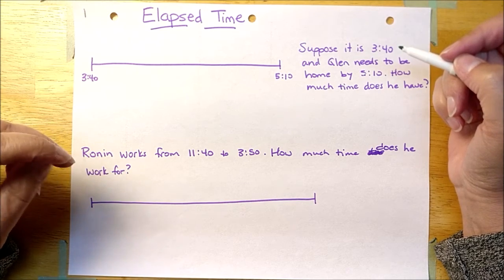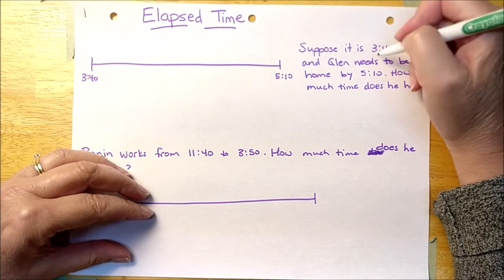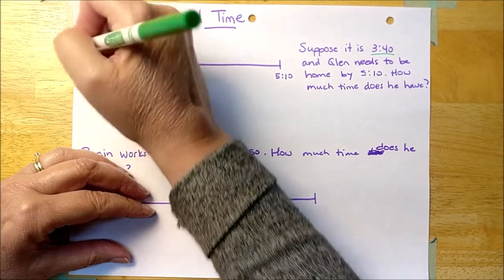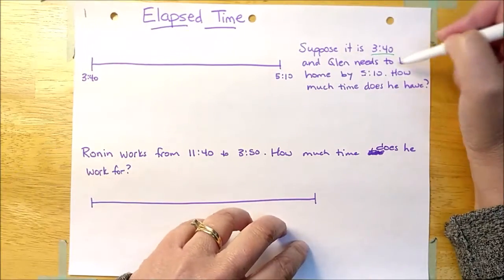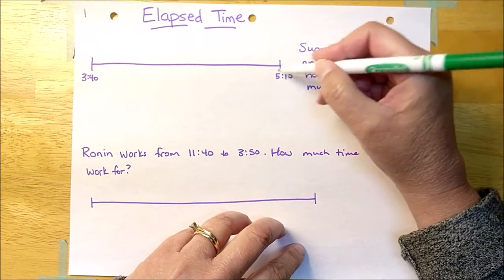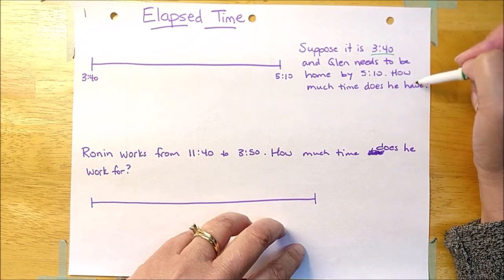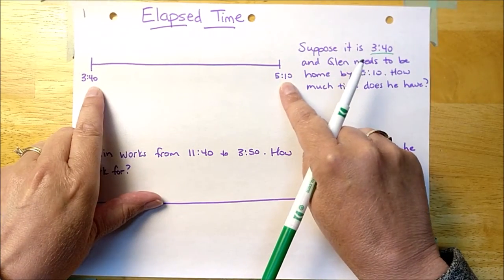So we want to figure out, suppose that it's 3:40. So I'm going to put my 3:40 there. And Glenn needs to be home by 5:10. So I put my end time there. How much time does he have from 3:40 to 5:10?